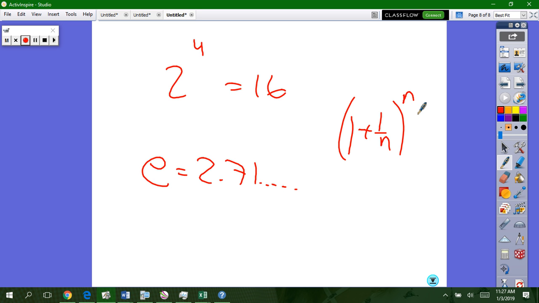If I start plugging larger numbers into the formula, if I plug in 1, I get 2. If I plug in 10, that's 2.6. If I plug in 1,000, it's 2.7. If I get larger and larger, it gets closer and closer. Okay, that's what E is.